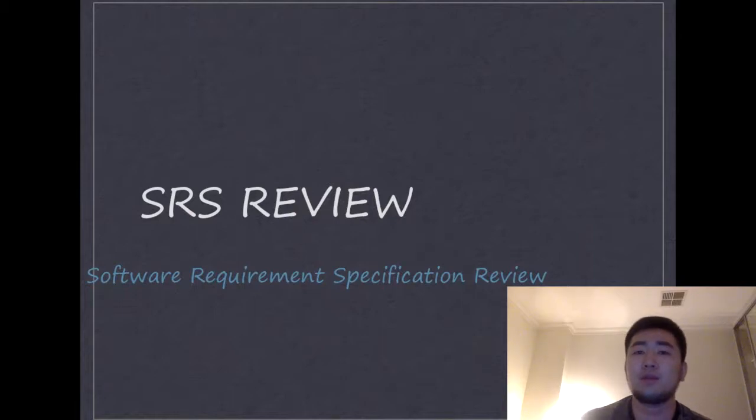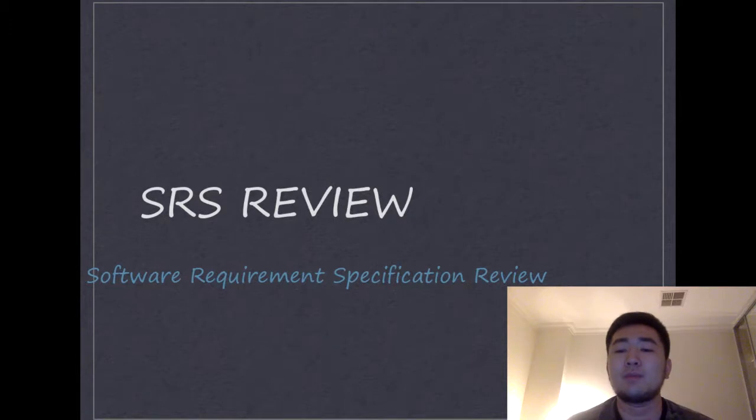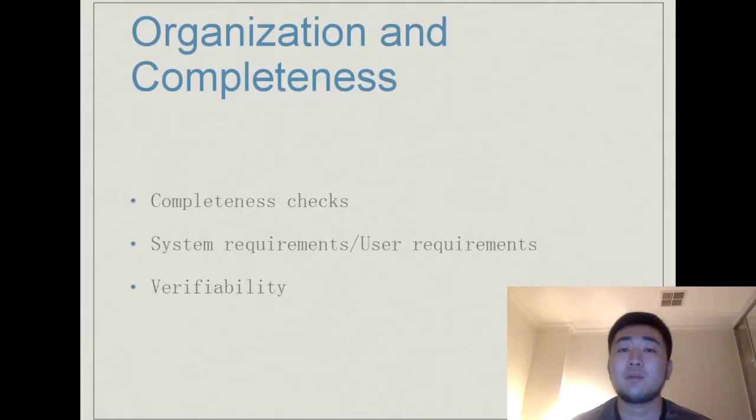Today we are going to talk about software requirement specification review. This review contains 4 sections. Section 1, we are going to talk about organization and completeness. So we are going to implement completeness checks in this section.